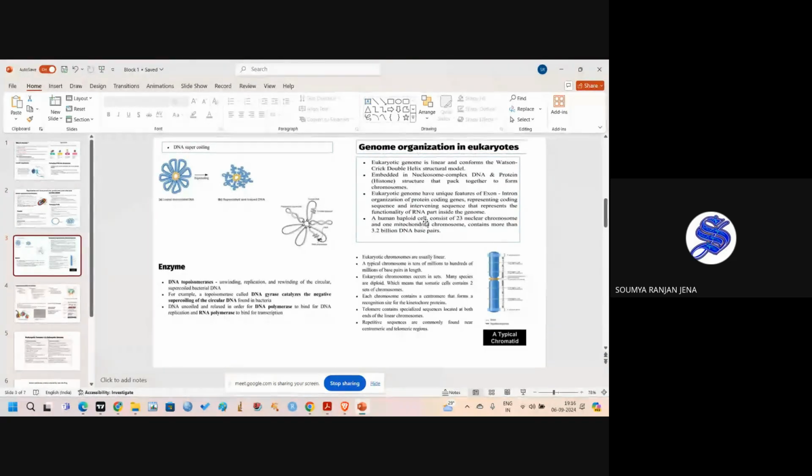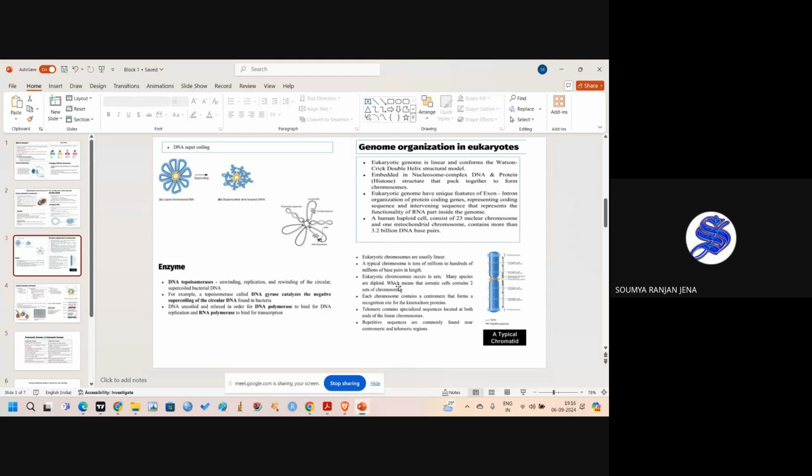Then a human haploid cell consists of 23 nuclear chromosomes and one mitochondrial chromosome, which contains more than 3.2 billion DNA base pairs. Then if we go to the typical chromatid structure, this typical chromatid contains eukaryotic chromosomes, and these eukaryotic chromosomes in tens of millions to hundreds describe 3.2 billion DNA base pairs. And these eukaryotic chromosomes occur in sets.